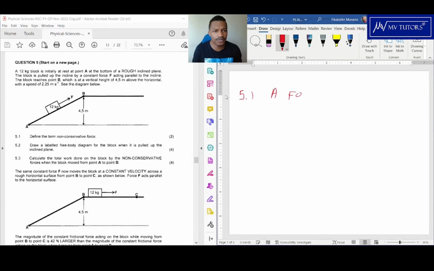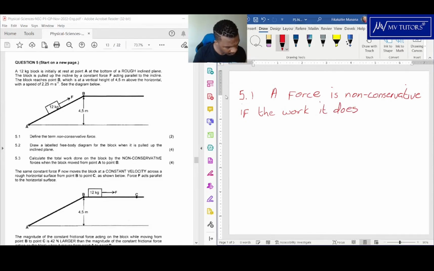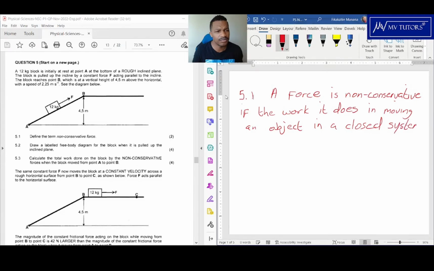A force is non-conservative if the work it does in moving an object in a closed system is non-zero, which means it's actually work. It's actually non-zero instead of being a value.